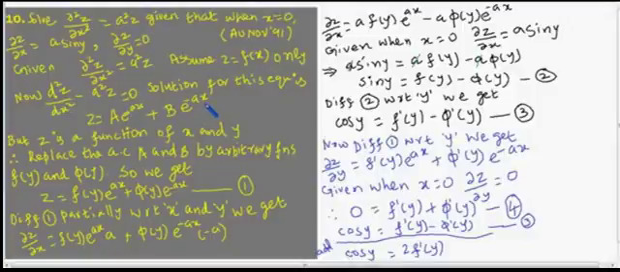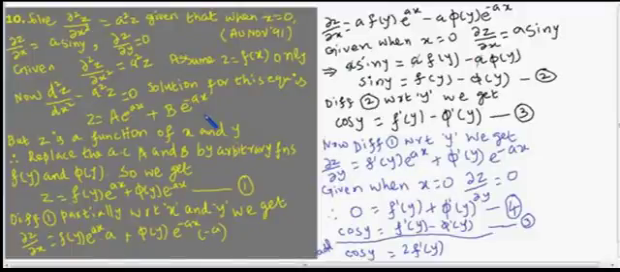But as per the given problem, z is a function of x and y. Now in the solution, two arbitrary constants, capital A and capital B, have come. In the case of solutions for partial differential equations, we replace the arbitrary constants A and B by arbitrary functions f(y) and phi(y). So we get z = f(y) e^(ax) + phi(y) e^(-ax). This is equation 1.